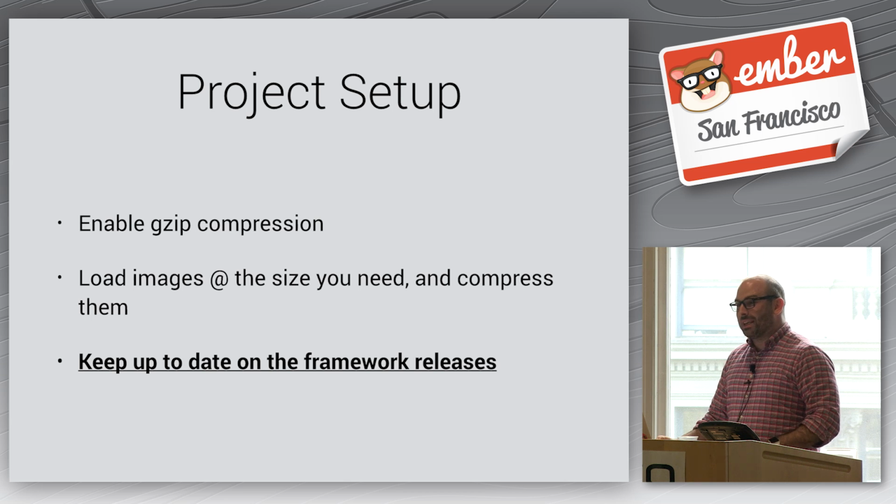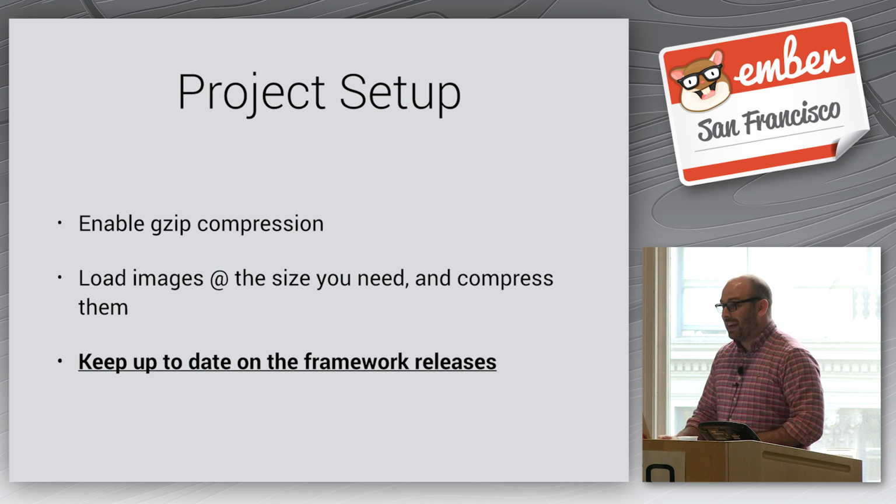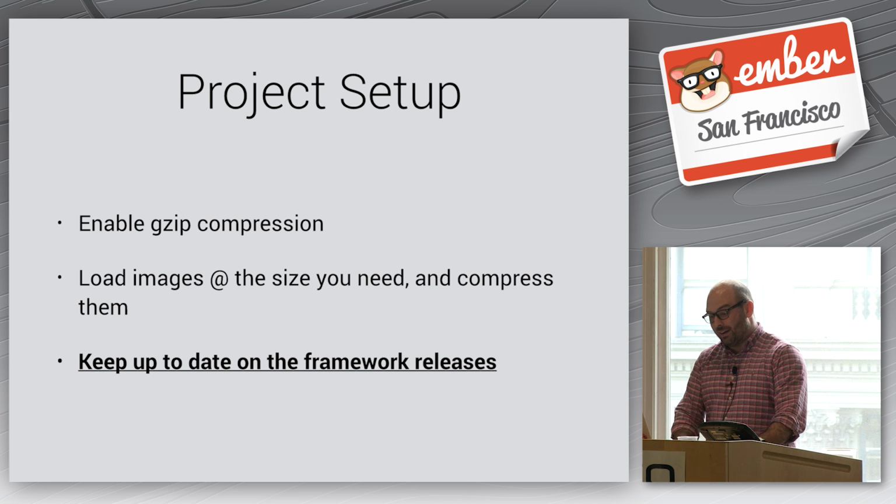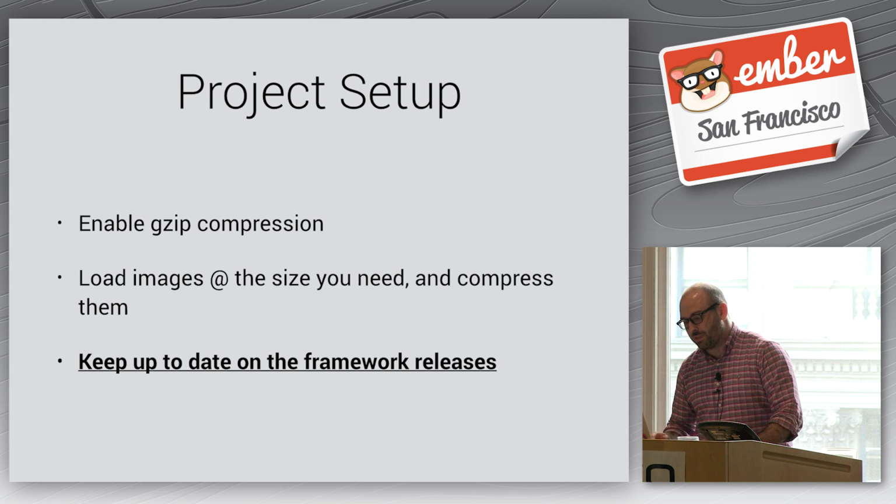And then the most important thing you can do, right? Keep up to date on the framework releases. There are many, many smart people working hard to make sure HTMLBars is fast, and Glimmer is fast, and Ember is more performant. And if you fall behind, you don't get to take advantage of that work. So odds are this is probably the most effective thing you can do for your app's performance: stay up to date with the framework version, with the release.